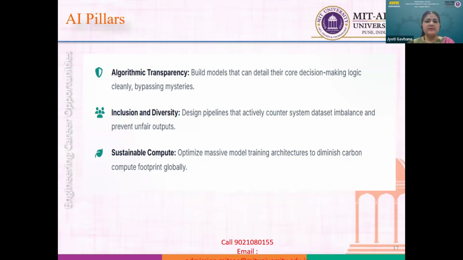And the last is nothing but sustainable compute. This is also one of the AI pillars, where optimizing massive model training architectures diminishes the carbon compute footprint globally. You can align the sustainable development goals with AI everywhere. You will find the application of AI where a normal human cannot reach physically. It is not with respect to intelligence. So coming to the next part.